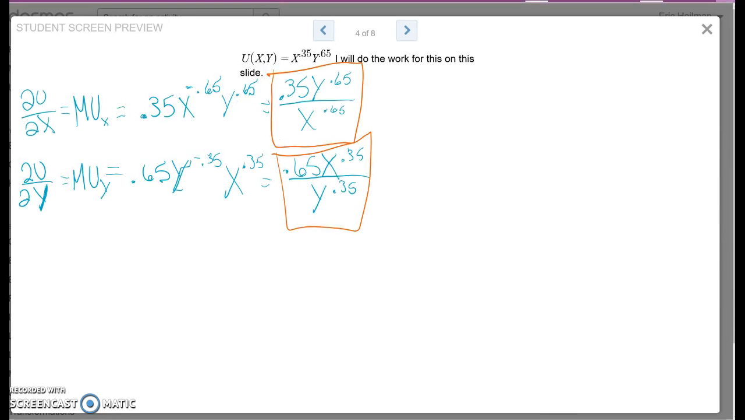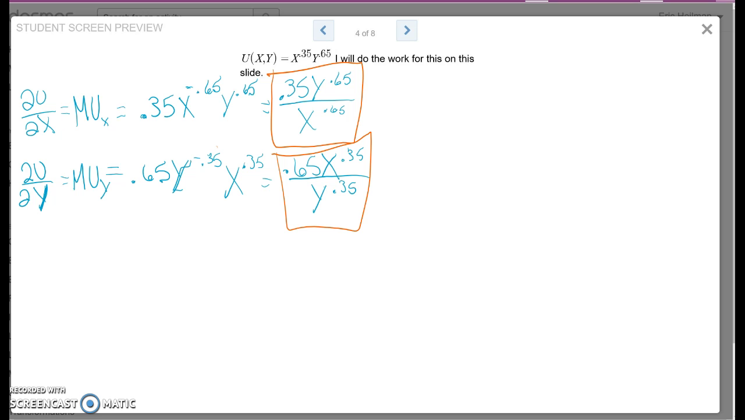Okay, so here I applied the power rule to the utility function with respect to y. So we got the marginal utility of y. I brought down the exponent on the y, which was 0.65. That's where that came from. Subtract 1 from the exponent on y, you get negative 0.35. Again, we're treating y as a variable, so x to the 0.35 is just a constant. We leave it alone. So we get x to the 0.35. Simplifying, moving the negative exponent to the denominator, we get 0.65 x to the 0.35 over y to the 0.35.